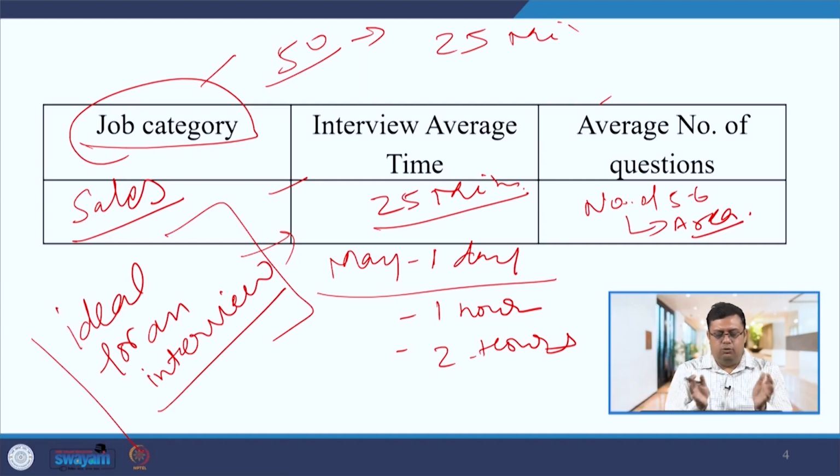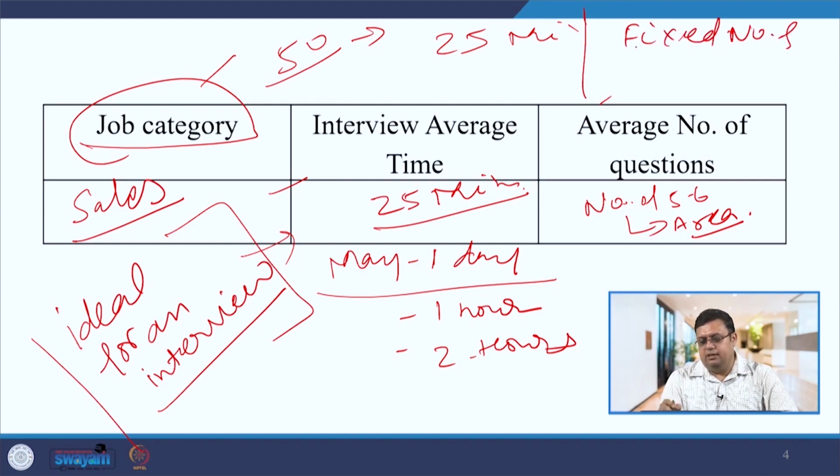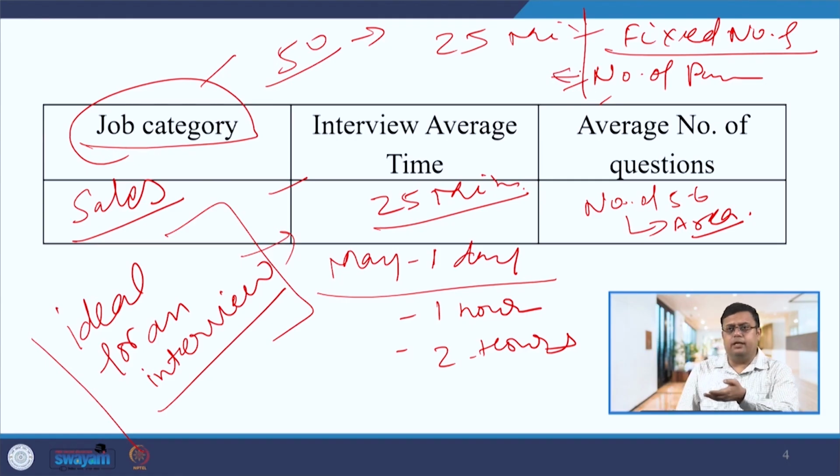That is how you can do the planning for the interview, because you have a fixed number of candidates, and the number of panels is also fixed, which you have already decided. If a panel is taking more time, then it may be possible that you will not be able to complete the interview process in the entire day. That also could be possible.